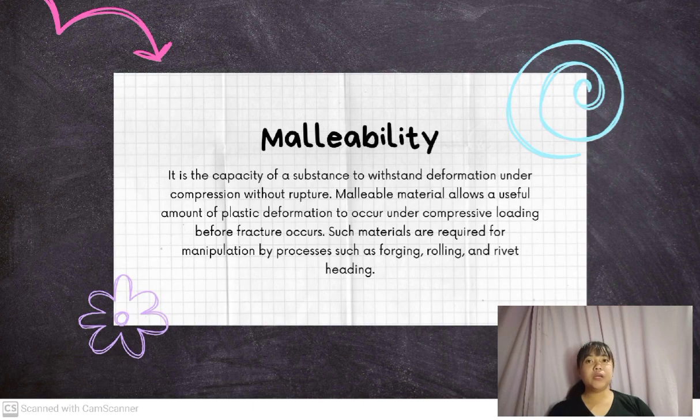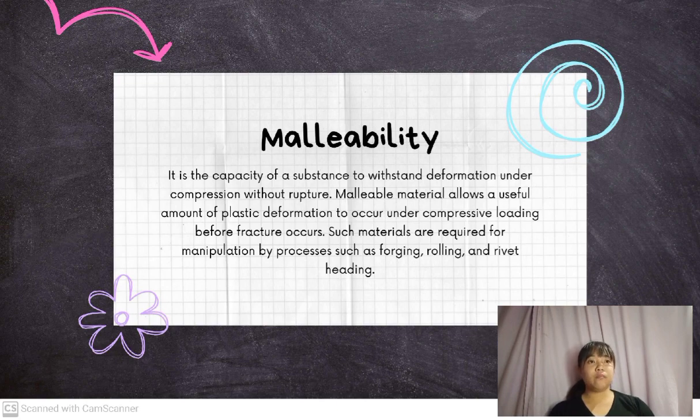Malleability. Malleability is the capacity of a substance to withstand deformation under compression without rupture. Malleable materials allow a useful amount of plastic deformation to occur under compressive loading before fracture occurs. Such materials are required for manipulation by processes such as forging, rolling, and rivet heading.